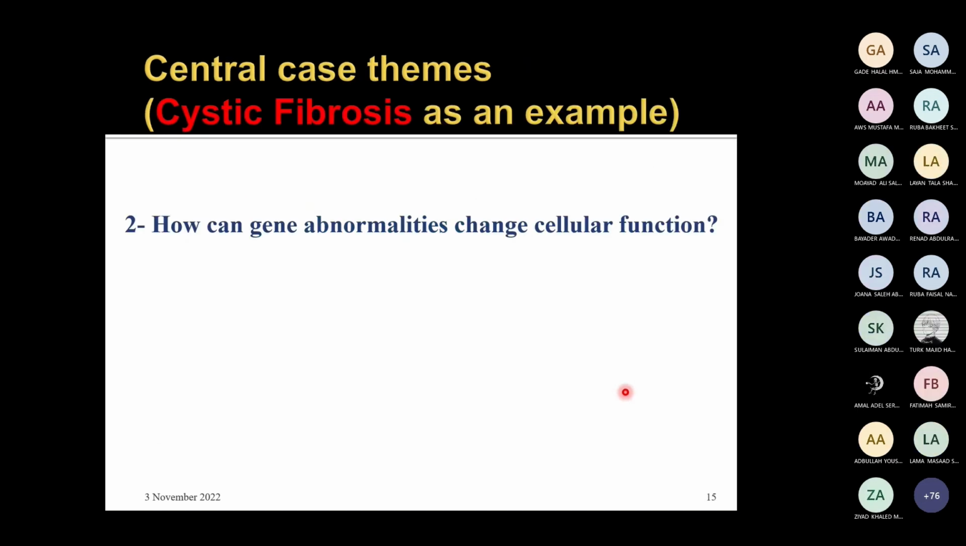So the second question you should have answered during your study that week is how can gene abnormalities change cellular function? We now understand where gene abnormalities come from. We understand the central paradigm: DNA is transcribed to RNA, translated into proteins, and the protein is processed to do its functions. And we know that a change in the DNA will result in a change in the protein sequence. You should by now know where mutations come from, and their types. Now, the second question is how can gene abnormality change cellular functions?